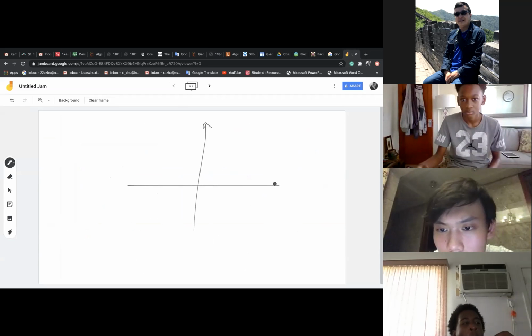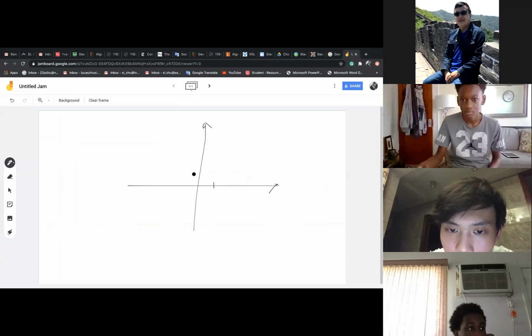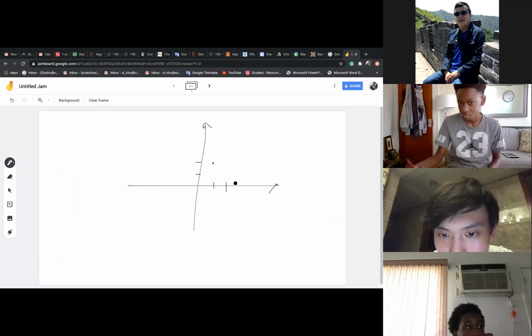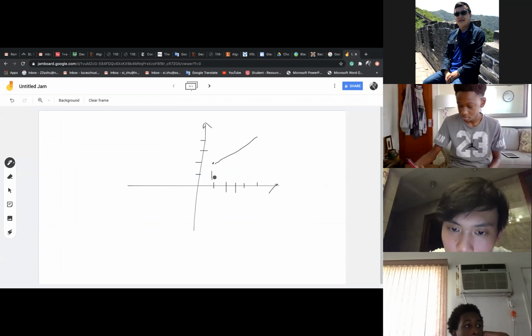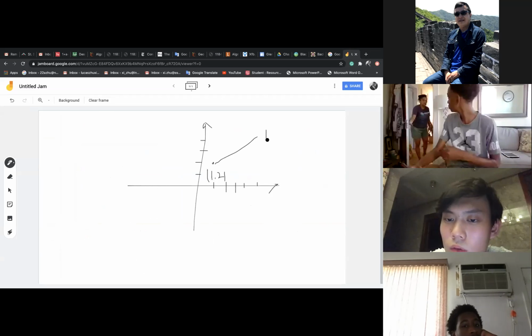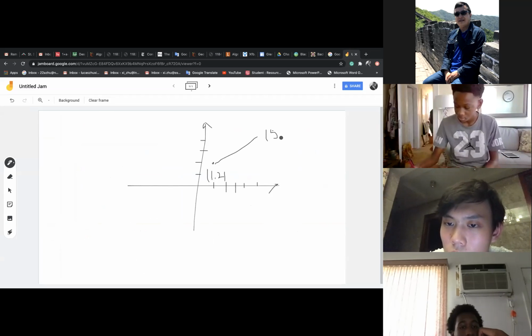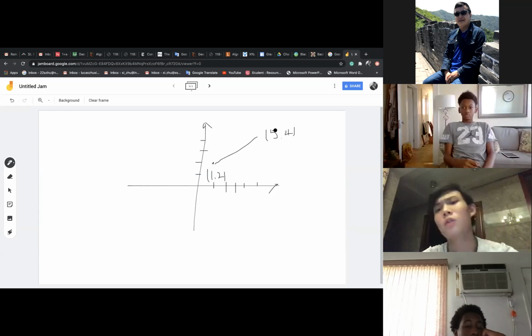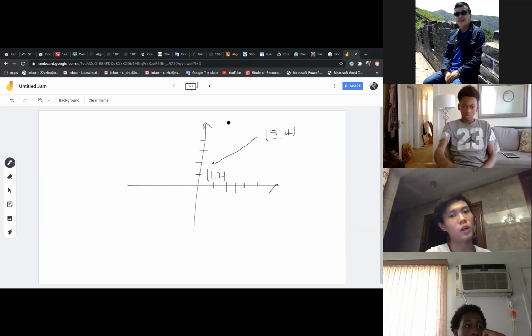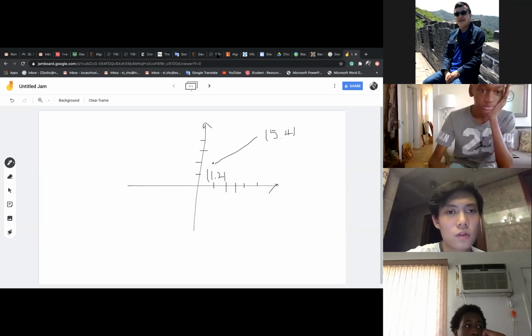So here we know the first point, 1, 2. And the other point is 5, 4. See? And so now we just have to use the distance formula.